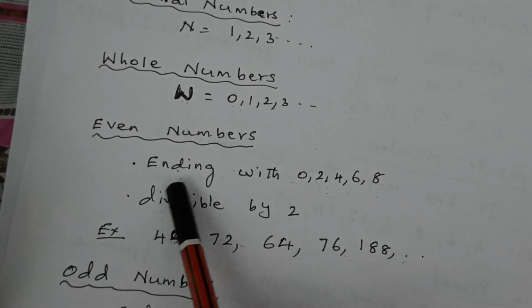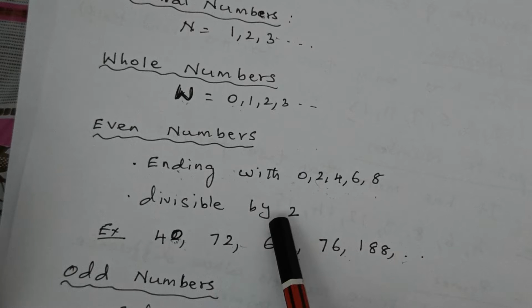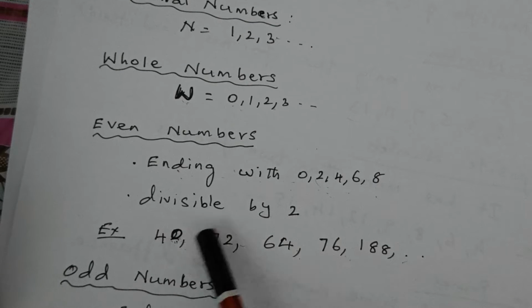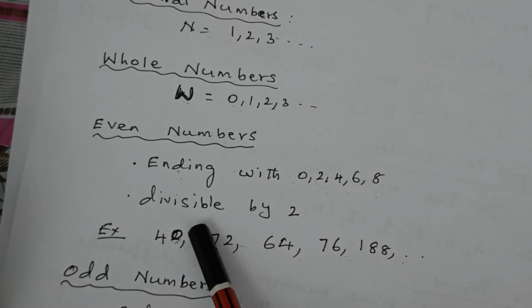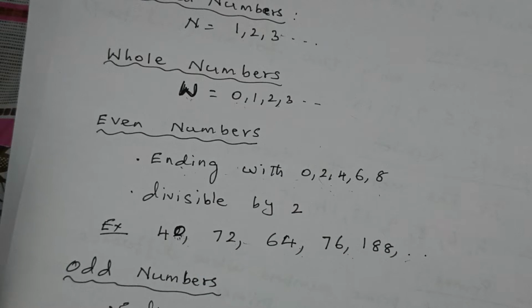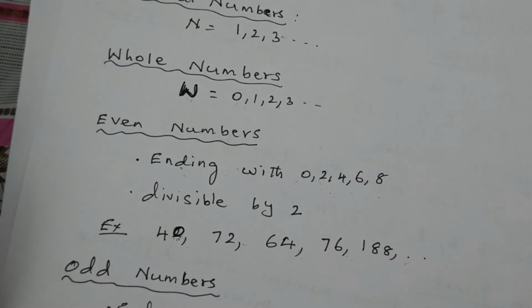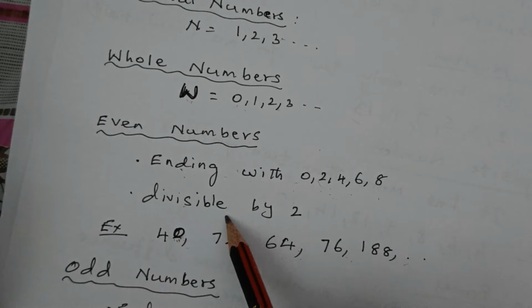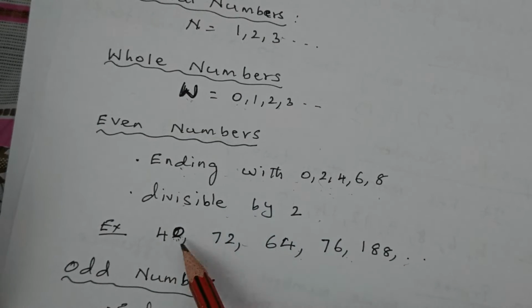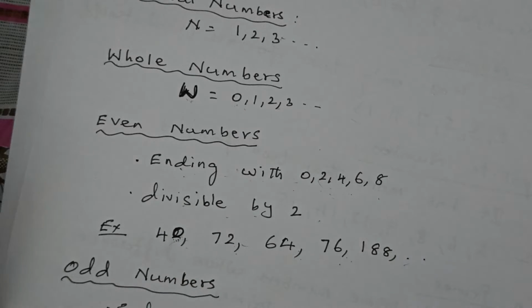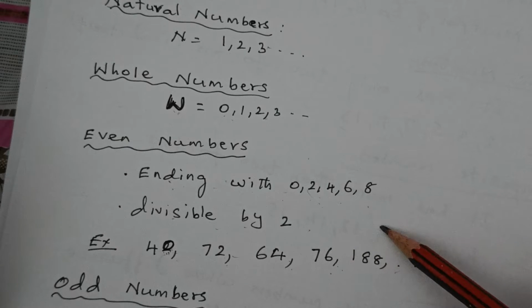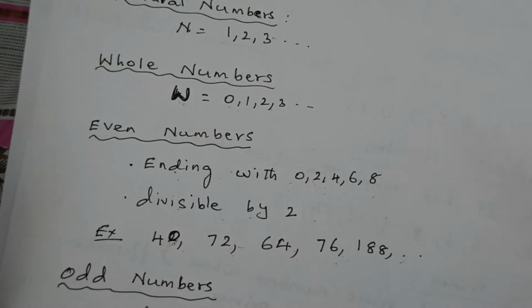And they are divisible by 2. What do you mean by divisible by 2? When you divide any even number by 2, definitely your remainder will be 0. That is the meaning of divisible. Any even number you divide by 2 and finally you will get the remainder as 0. So all the even numbers are divisible by 2. Now I've given you some examples ending with 0, ending with 2, ending with 4, ending with 6 and ending with 8. Okay. Now what are odd numbers other than this? If it is not an even number, then it is an odd number.